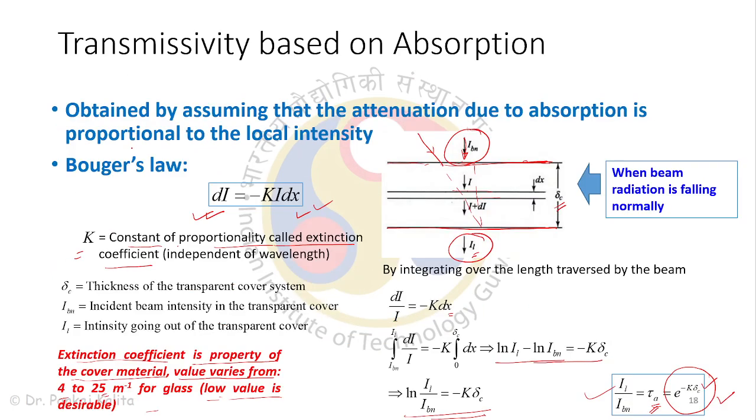Now if you want to calculate the transmittivity based on absorption, it is based on Bouguer's law, which is obtained by assuming that the attenuation due to absorption is proportional to its local intensity. We take a very small section and integrate over the whole length of the cover, then you will get this value. This formula you need to remember. Direct questions will be framed on this also.